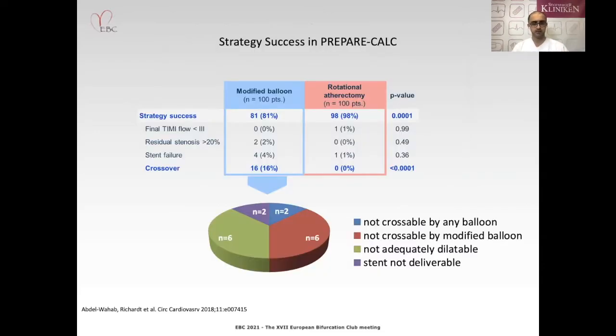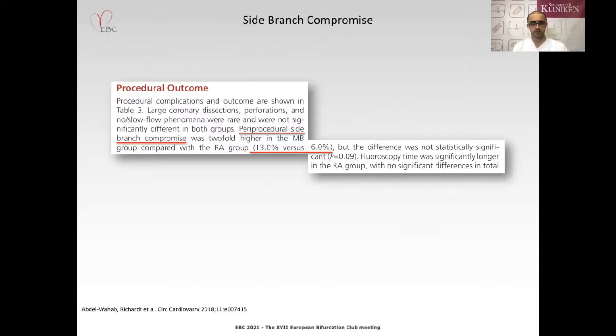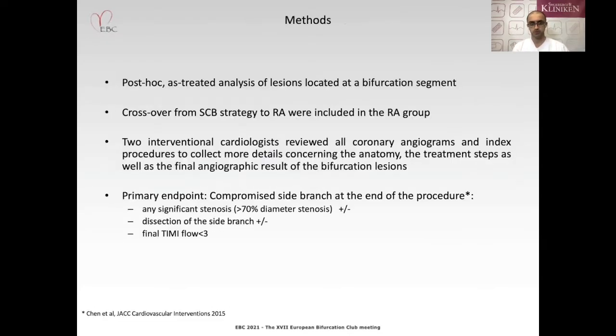As you can see, the primary endpoint of the trial was strategy success and was significantly higher in the group of patients treated with rotational atherectomy. In the main trial, we observed a trend towards more compromised side branch at the end of the procedure in the group of patients treated with scoring cutting balloon. But that was a per protocol analysis, and side branch compromise was not clearly defined in the protocol of the main trial. So we decided to focus on this group of patients.